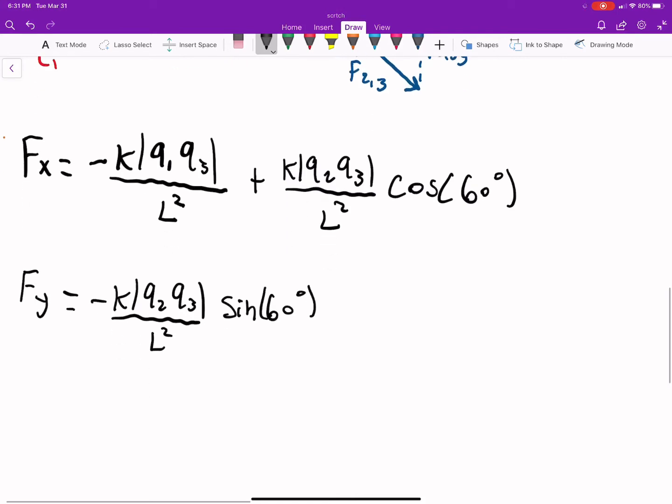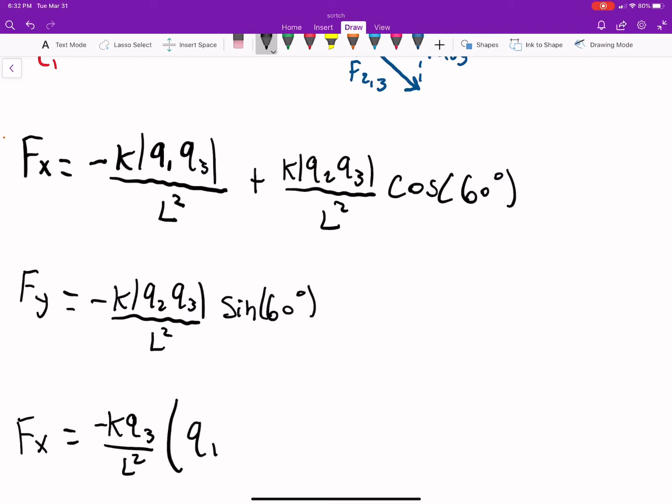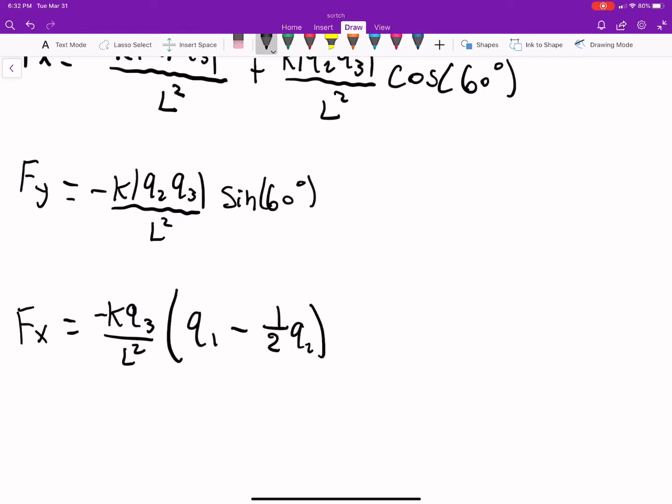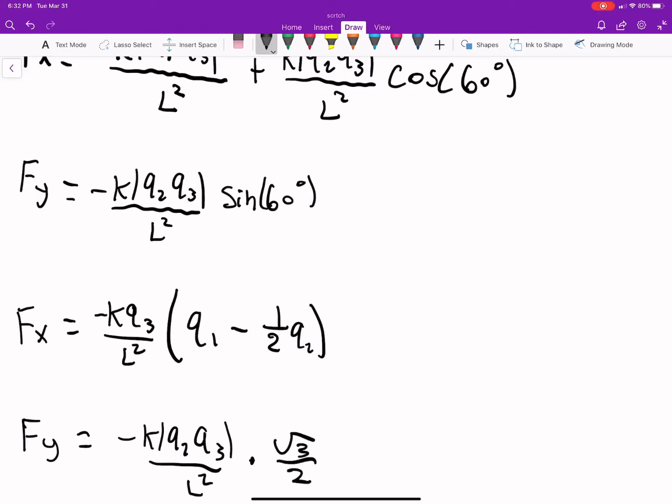So the force in the x direction is, let's see, I can factor out k, I'll factor out a minus k, Q3, and L squared, and I'm left with a positive Q1 minus Q2 cosine of 60. Let's see, 60 is going to be up there, so that'll be 1/2, so 1/2 Q2. And there's really no need to simplify. I guess we could. The force for y is going to be minus k Q2, Q3, over L squared times sine, which is root 3 over 2. So then we just need to plug these in, and let's see what we get.